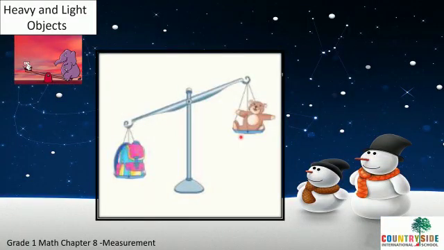Kids, look at this picture carefully. Here, there is a bag in one pan and a teddy bear in the another pan. And kids, can you observe here? The pan with a bag went down and the pan with a teddy bear went up. It means here the bag is heavier than teddy bear, and on the other hand teddy bear is lighter than a bag.